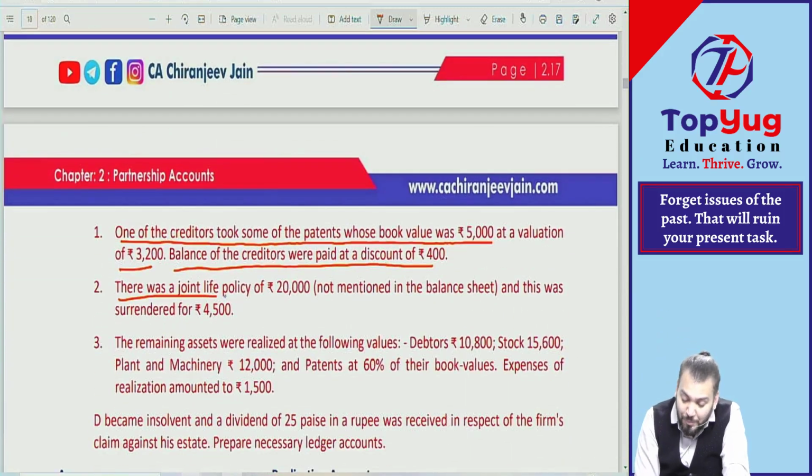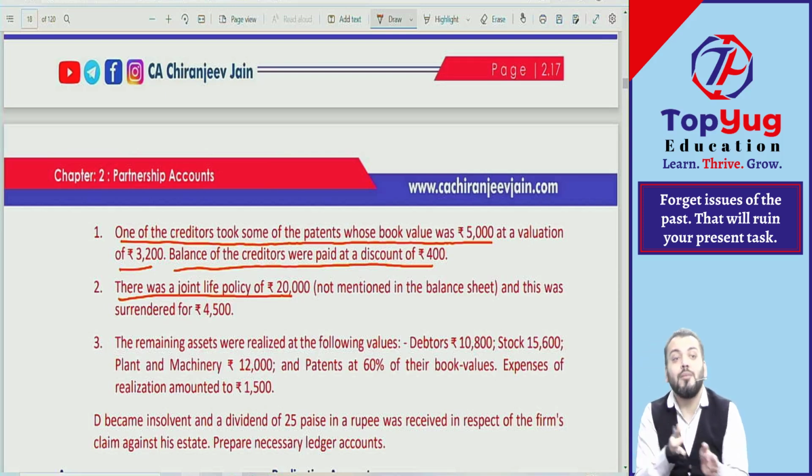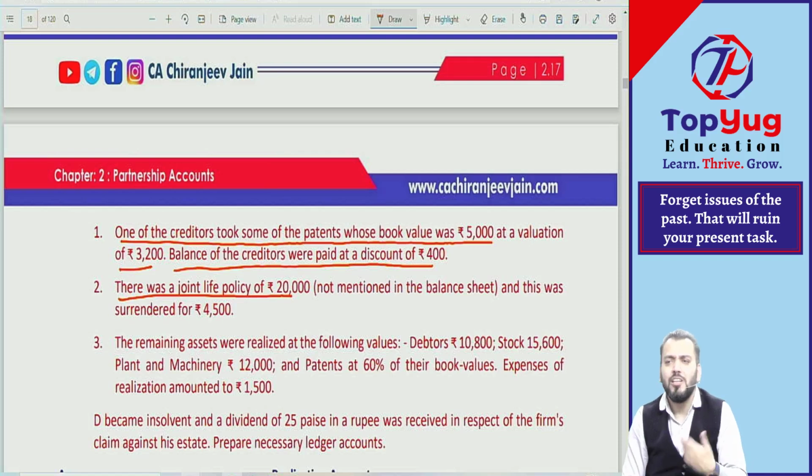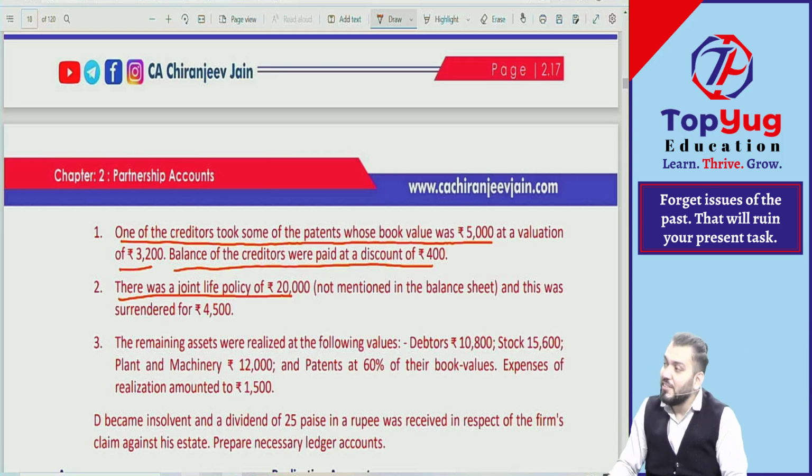There was a joint life policy of 20,000 not mentioned in the balance sheet. Now this is a foundation concept. If you know the foundation concept of JLP, sometimes JLP comes in the balance sheet, sometimes it does not. It means there are two accounting approaches. So forget about that, I am not going into JLP. Even though there is a JLP, it may or may not appear in the balance sheet. One question we have done where JLP was appearing in the balance sheet.